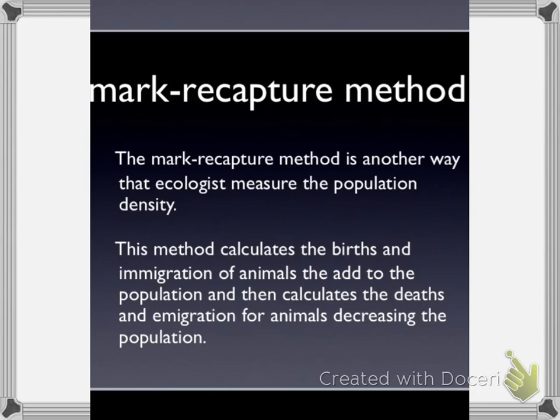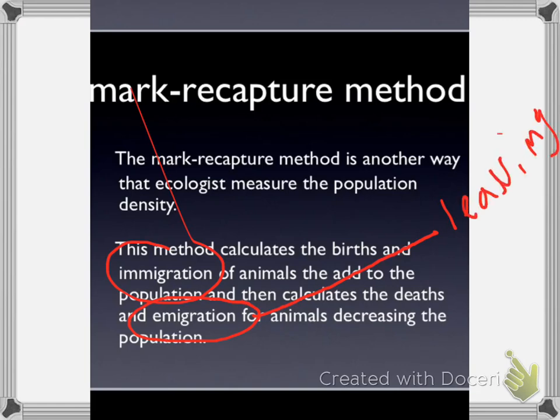So the mark recapture method is another way that ecologists are able to figure out how many animals or individuals are in a population, and they calculate the births and immigration of animals, which will add to the population, and then they calculate the deaths and emigration of animals decreasing the population. The difference between emigration and immigration is that emigration, with the E, is animals leaving, whereas immigration, with an I, would be animals entering.